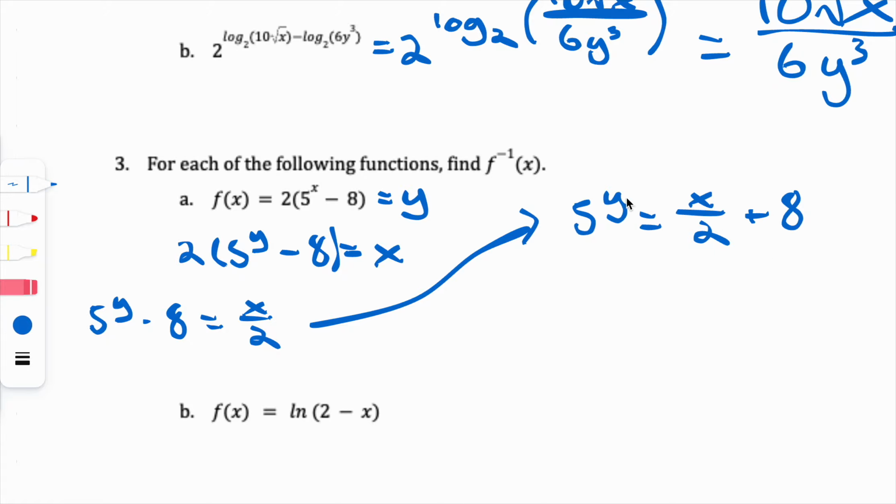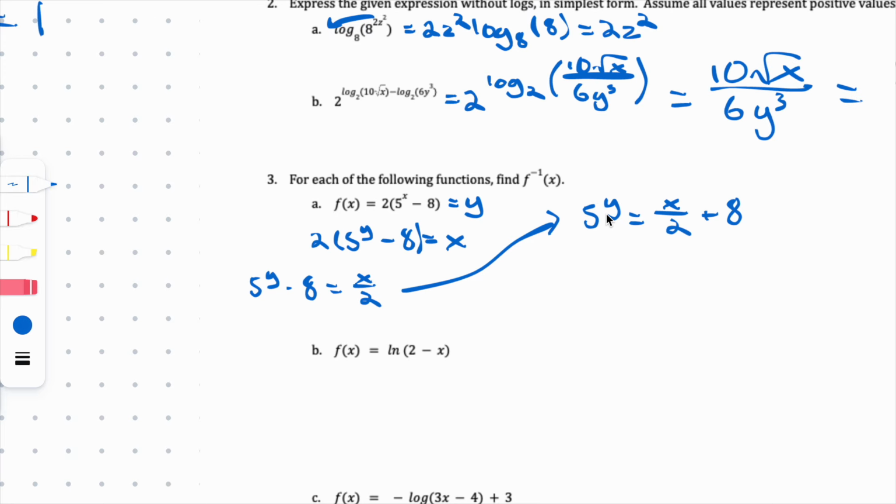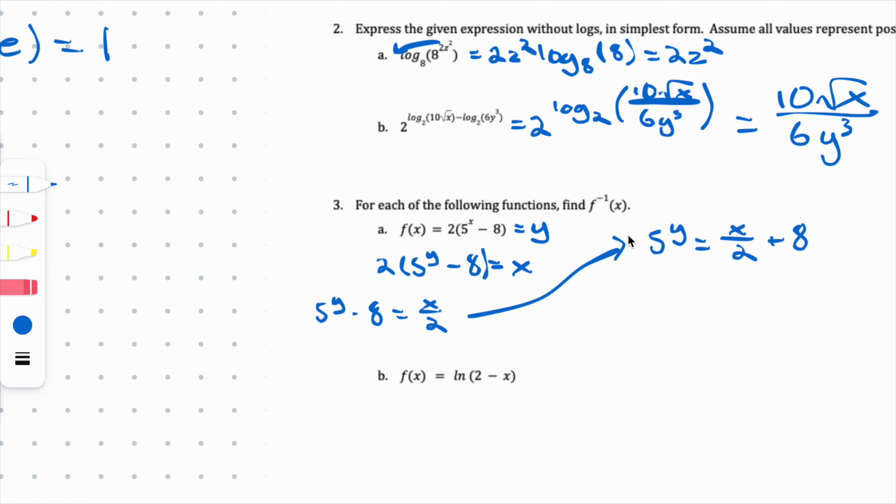And so to undo and isolate y, what we'd want to do is take log base 5. Sorry, this is super messy. I'm erasing this again. We have 5 to the y equals, we said, x over 2 plus 8. So in this case, what we'd want to do to isolate y is, as I said before, take log base 5 of that. And we have to do that to both sides.